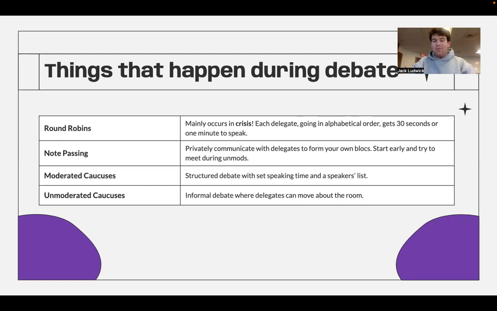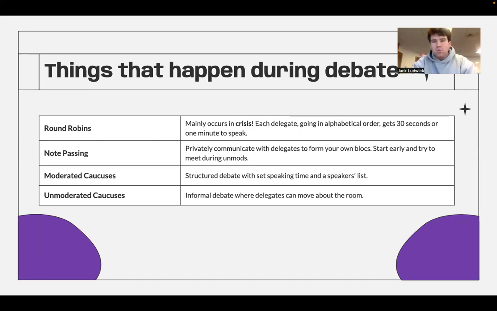Try to do it during the first moderated caucuses, during the speakers list. Maybe you didn't even get the opportunity to speak, but you wrote notes to people around the room and said, hey, I'd love to work with you. And you're able to get all those people together to start working on a working paper or start brainstorming ideas. It's a really great way for you to get your name out while you're not able to speak.